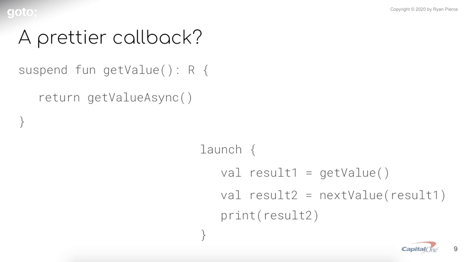We can even pass that result to another suspending function so we can use it and print the second result instead. So we create these very sequential asynchronous processes that look very nice, and that's where you get the prettier callback. However, if I were to just say that coroutines were prettier callbacks, I'd be doing them a massive injustice.